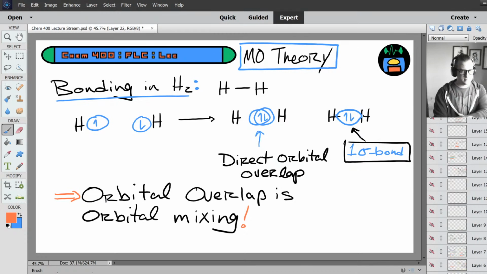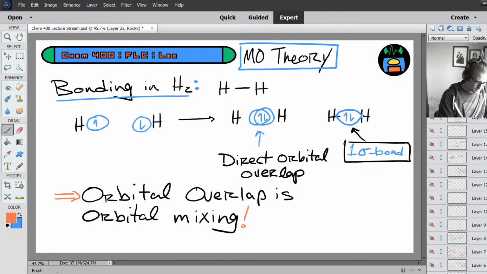But wait a minute. The way orbital mixing works is if you mix four orbitals together, you make four new orbitals. And let me ask you, with this molecule of H2, how many 1s orbitals did you mix together to make this new sigma bond? 2. How many new orbitals do you see? 1, right? Just the one that has the electrons in it with the sigma bond.